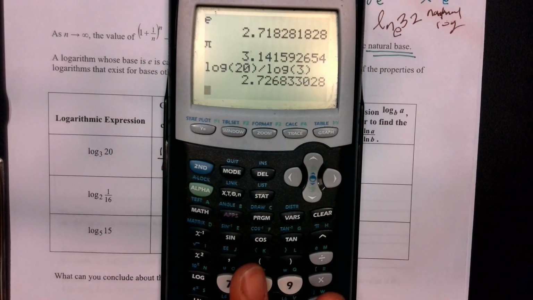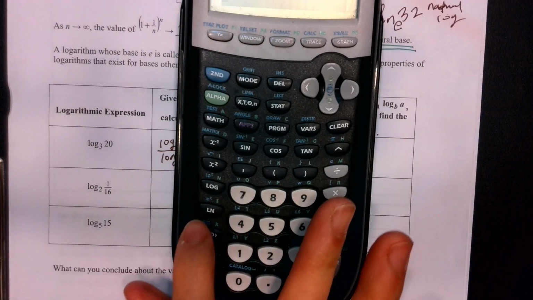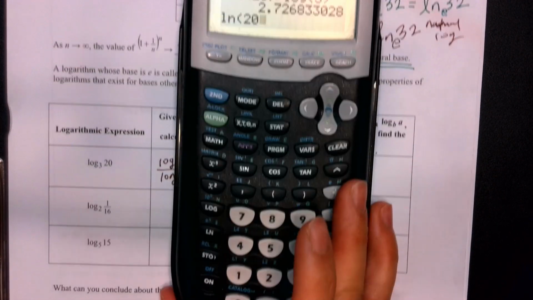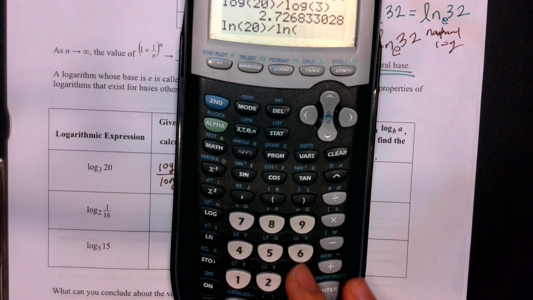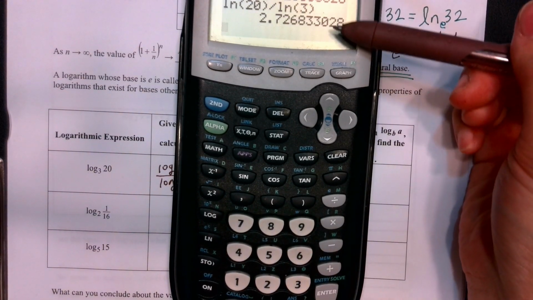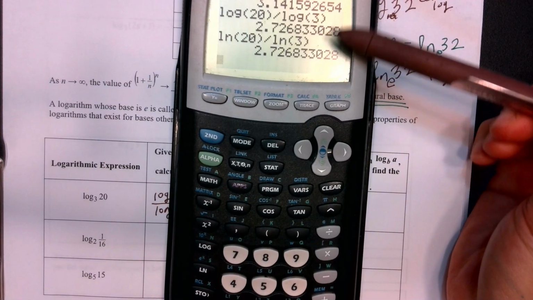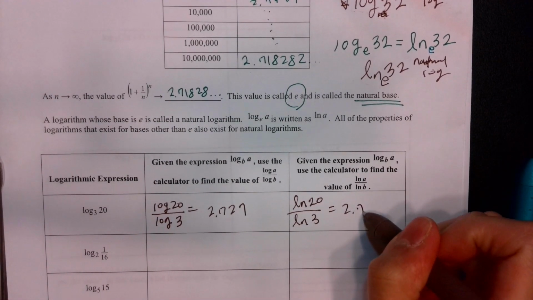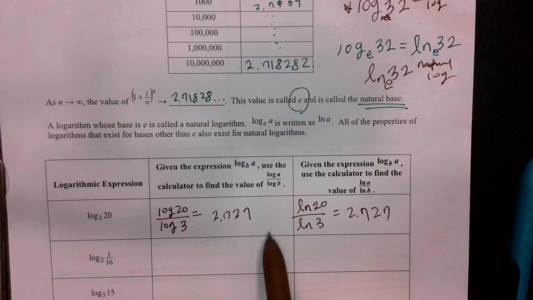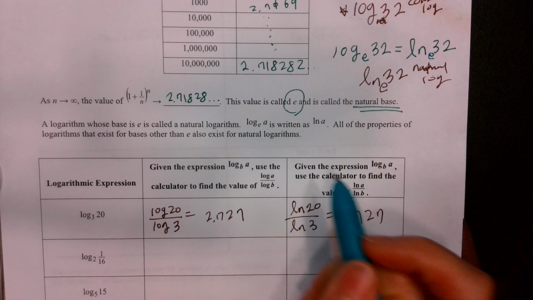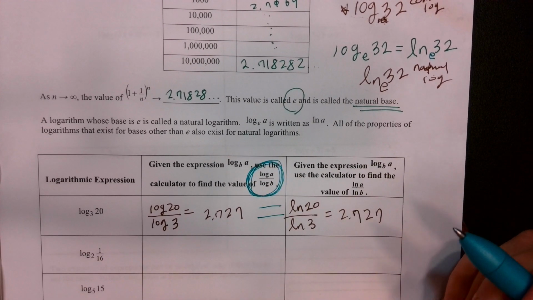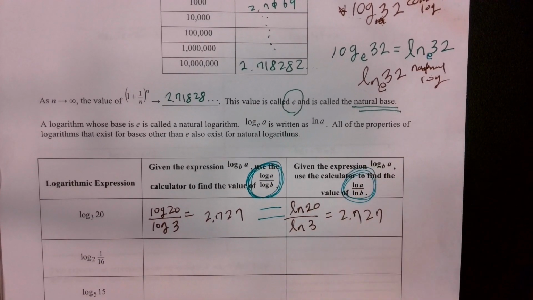I don't know. Let's see. Where's the natural log button? Just underneath the log button. So natural log of 20 divided by natural log of 3. Do you guys see that it's the same value? Yes, so that's what the note means by the properties staying the same. So these are going to be the same thing, whether you do log of A over log of B, or natural log of A over natural log of B.